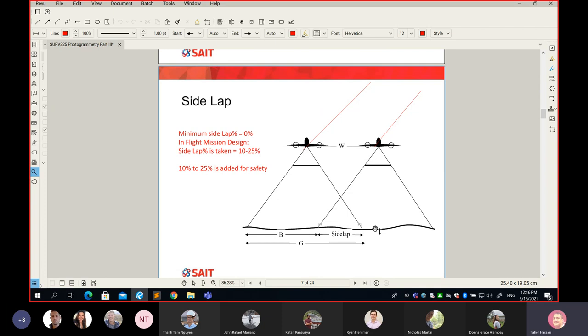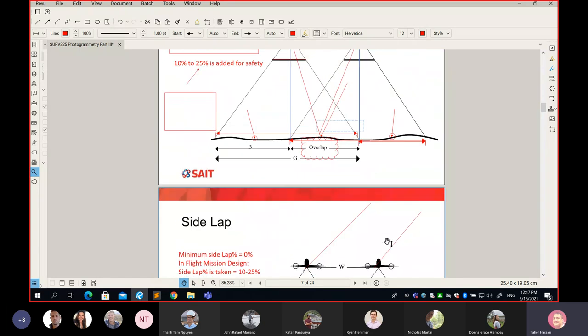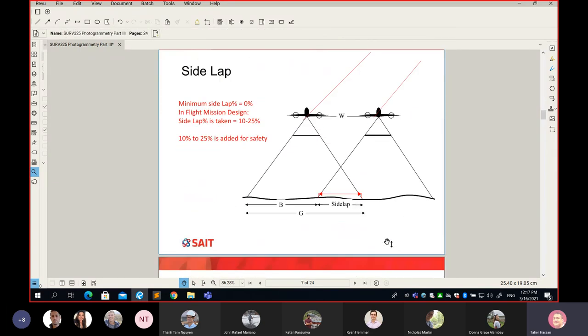Can I get some confirmation that you understand the difference between overlap and sidelap?